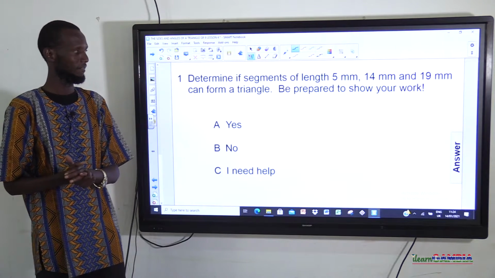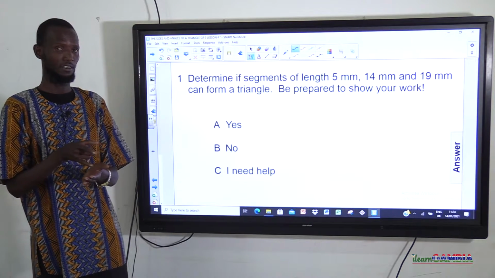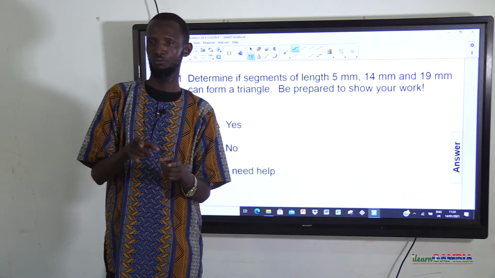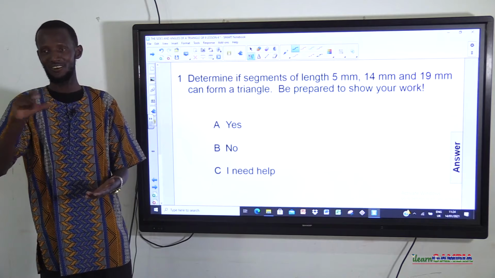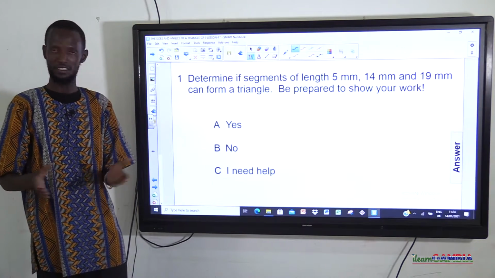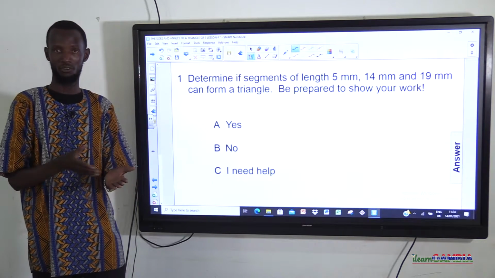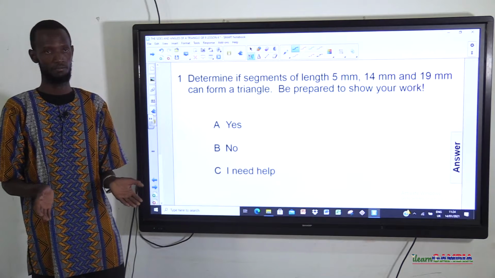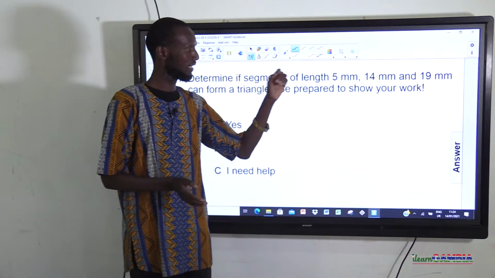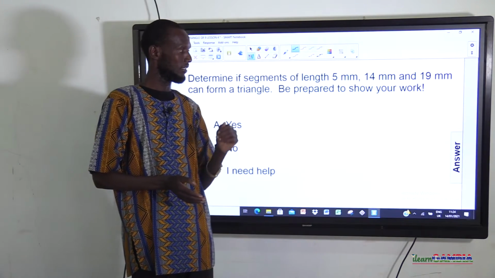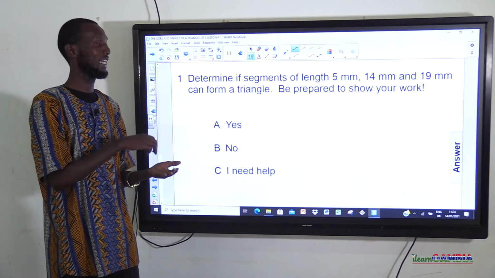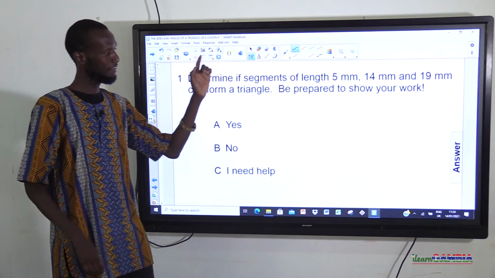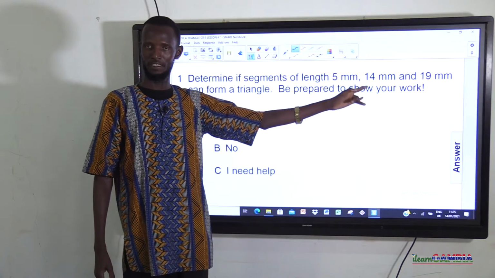Remember? That would be, you add the two shorter sides. If their sum is greater than the longest side, then you are good to go. They can form a triangle. Otherwise, no, they cannot form. So here, what is the longest side here? The longest side is 19 millimeters. What are the shorter sides? They are 5 millimeters and 14 millimeters.